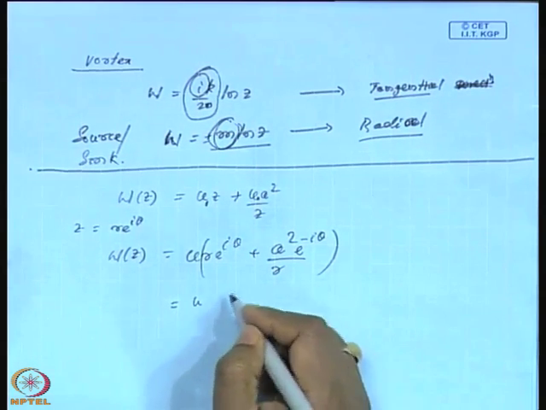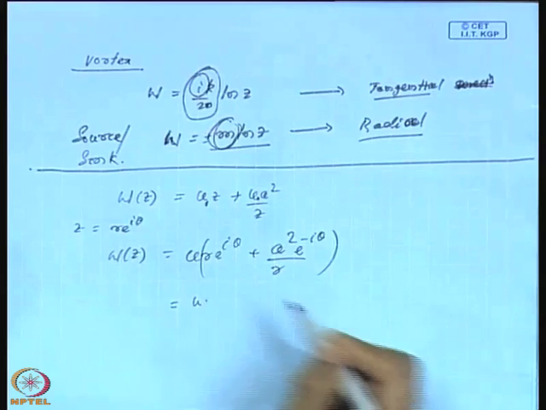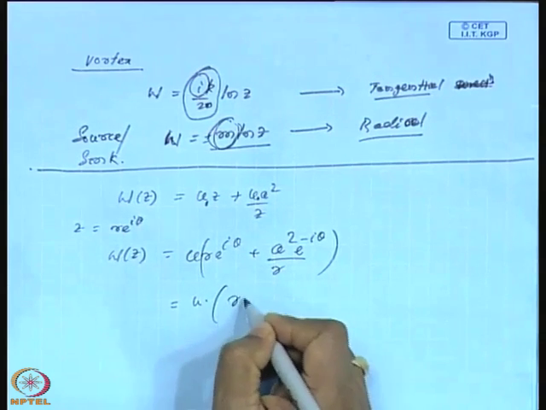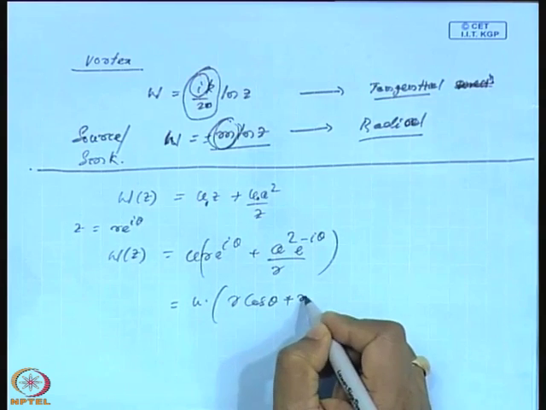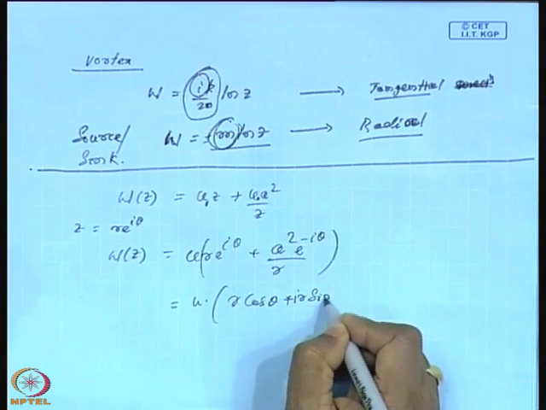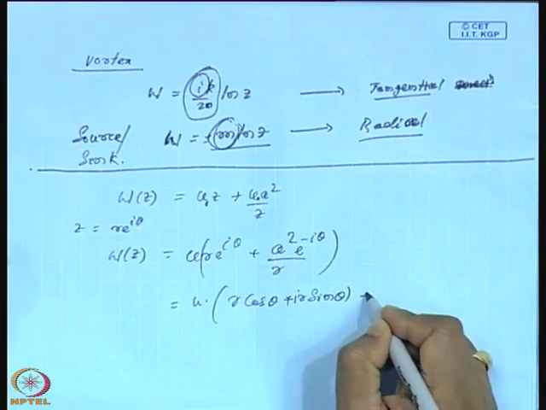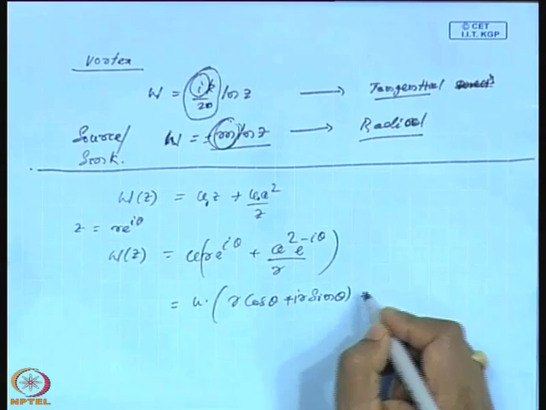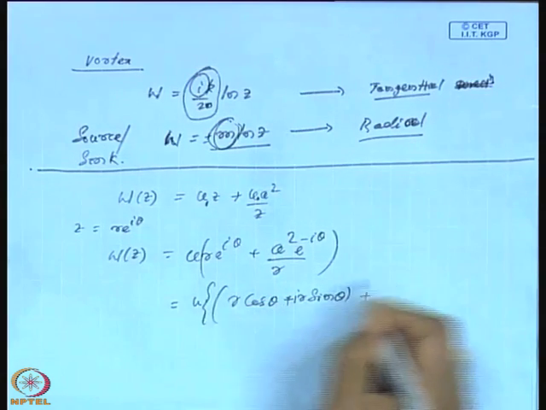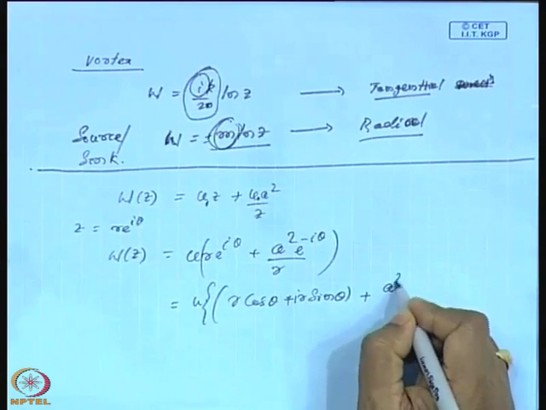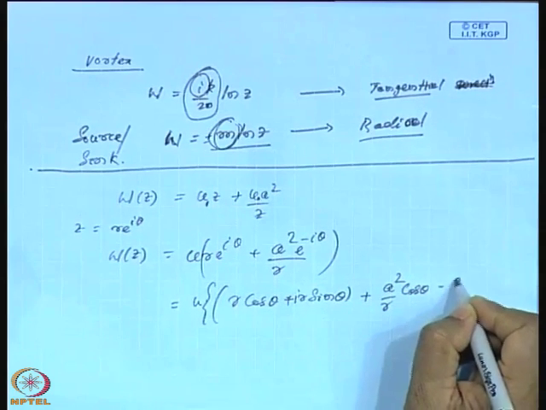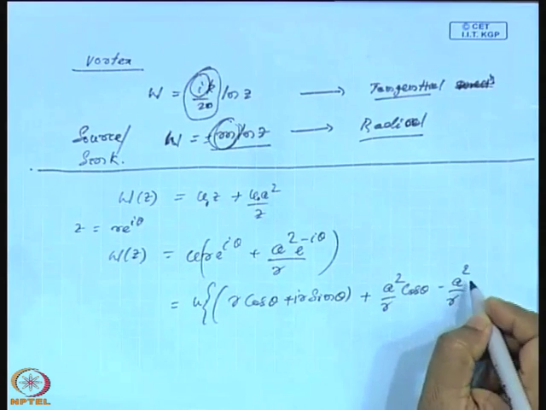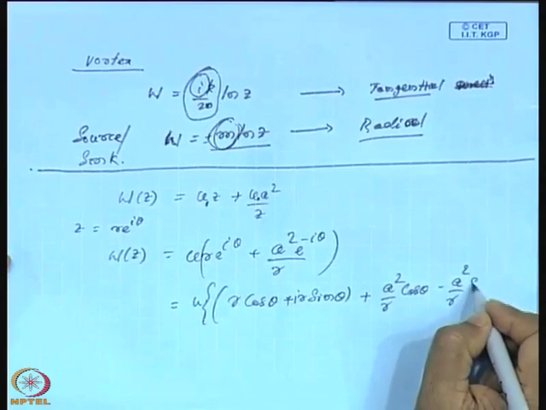I can always write it as U times r cos theta plus i r sin theta, plus a square by r cos theta minus i a square by r sin theta.